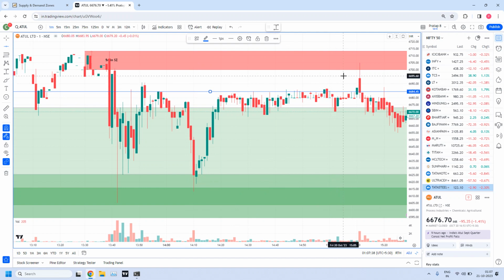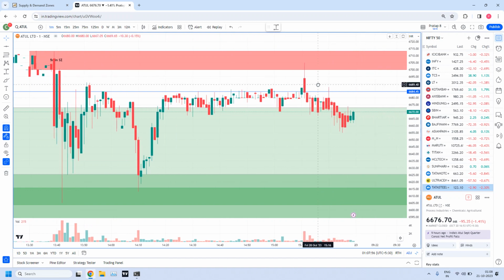Those who might have waited till the end of the day, probably at 3 o'clock 11 minutes, it reached the target. Patience. But I do agree, waiting beyond 2:30 or 3 o'clock is quite risky.